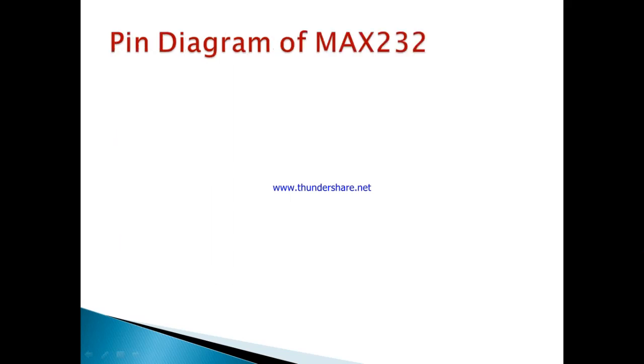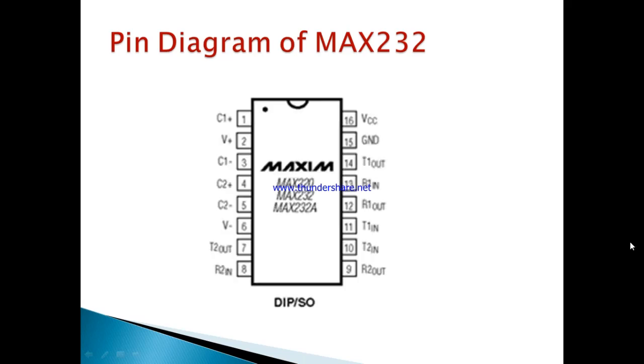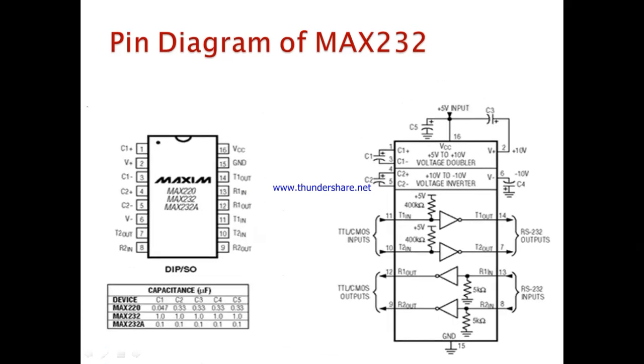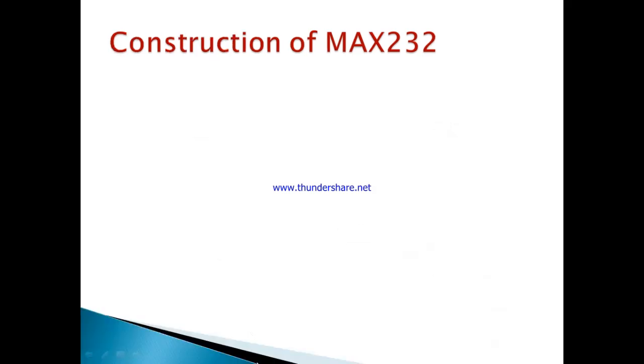Let's move to the pin diagram of MAX232. There are many different versions of this versatile IC available, each of them requiring different capacitors. MAX232 has 16 pins. It requires 4 external capacitors for its proper configuration. Capacitors can range between 1 microfarad to 10 microfarad and are rated up to 16 volts.